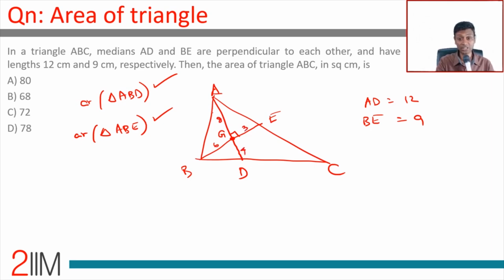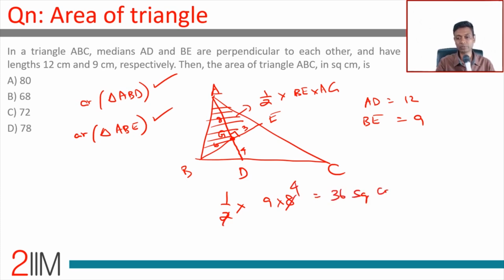Now what have we got here? We can find area of triangle ABE. How do we do that? That is just half into BE into AG. That is half into 9 into 8. 9 into 4, 36 square centimeters. Now that is going to be equal to area of triangle BEC, because BE is the median, so area of triangle ABC is 36 into 2, which is 72 square centimeters.